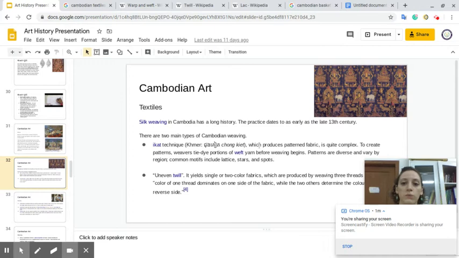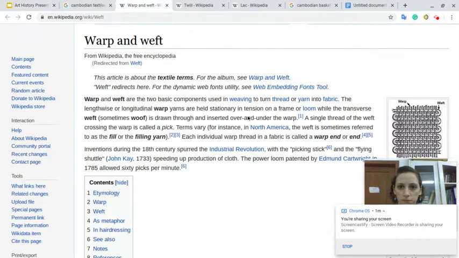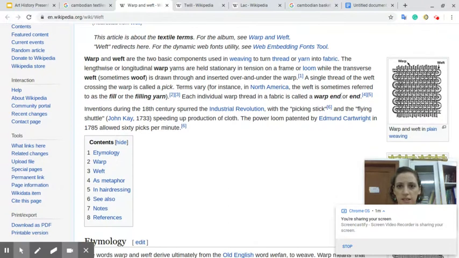So this is when we produce a pattern fabric that is quite complex. Complex means a lot of detail. So we create patterns, and the weavers, they dye. So dye means they color portions of the weft yarn before weaving. Now, weft yarn looks like this.